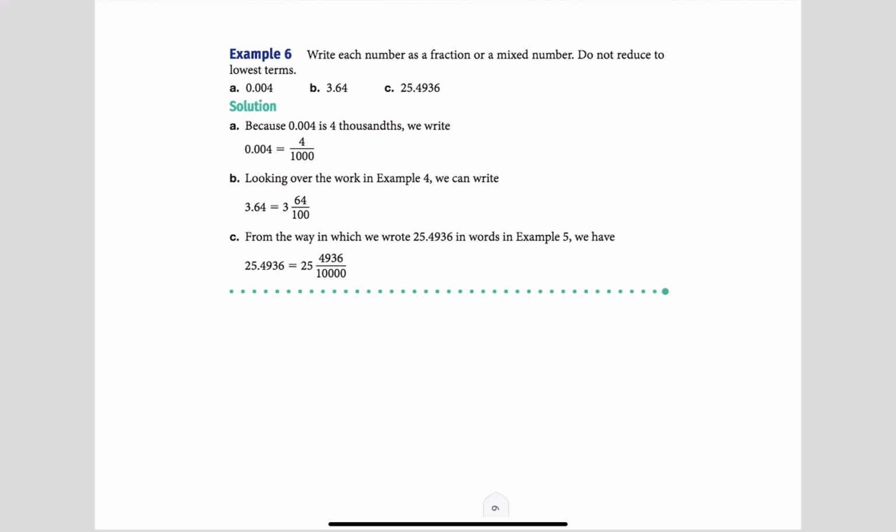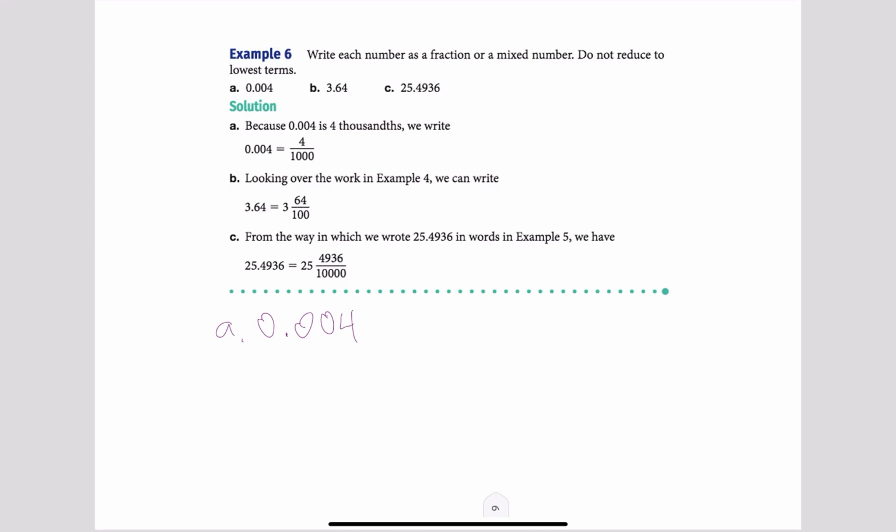All right, so what we can do then is, if we know the place value, we can write decimal numbers as fractions. So let's have a look. So for A, it's 0.004. But let's read this as a name. Its name is 4 thousandths.